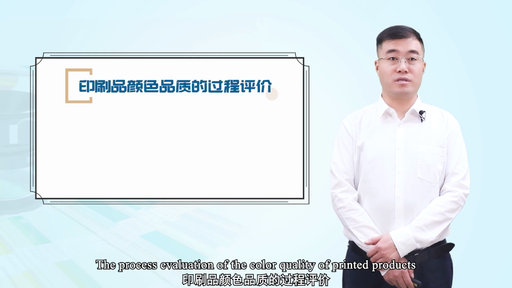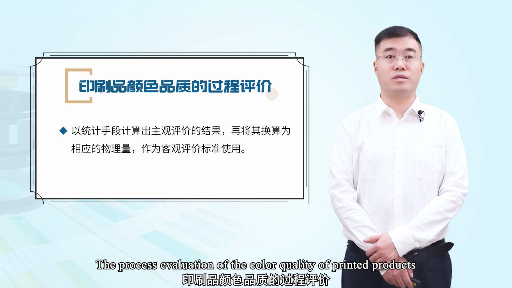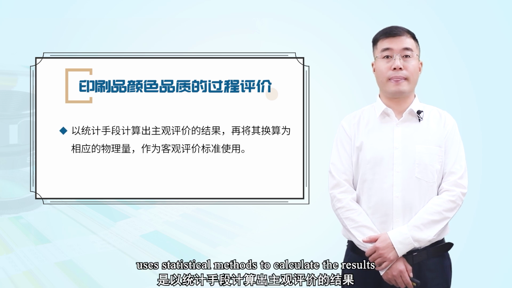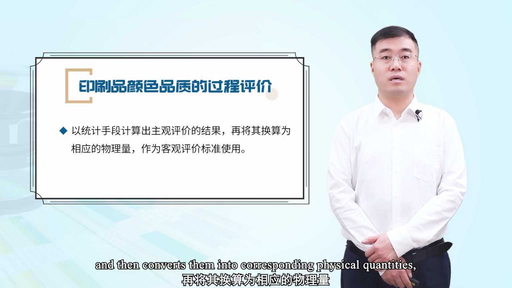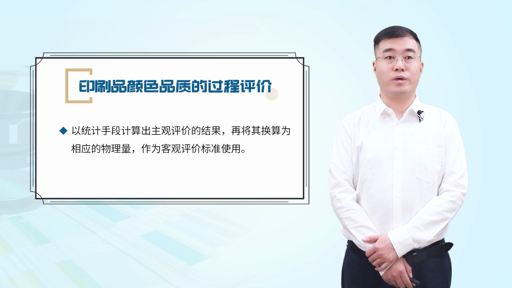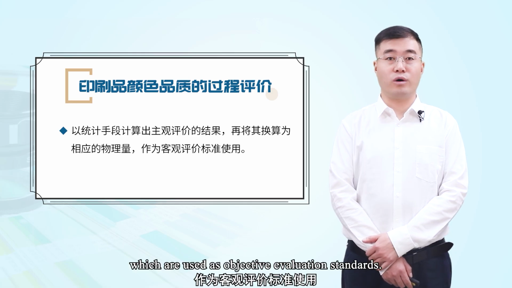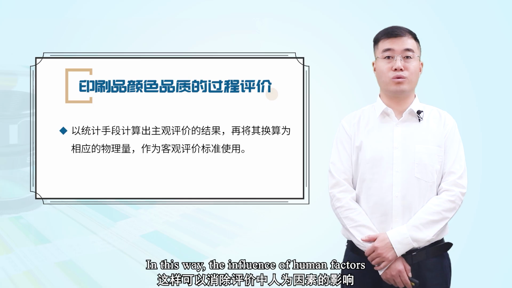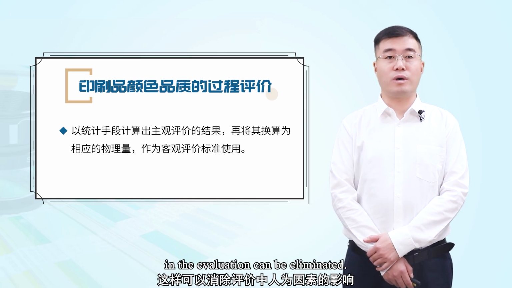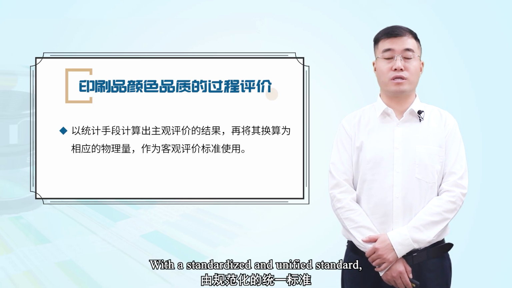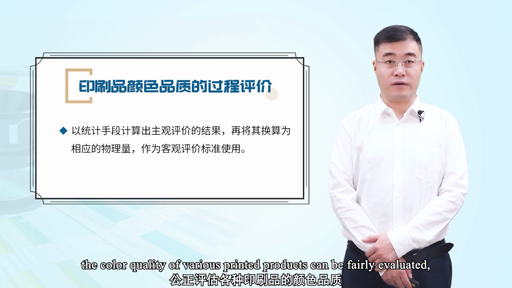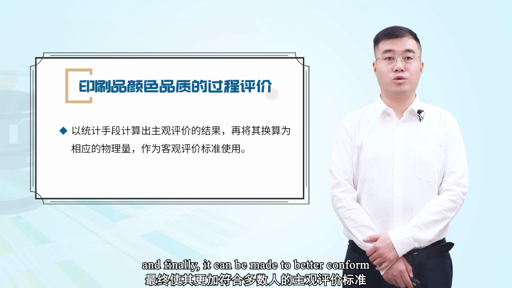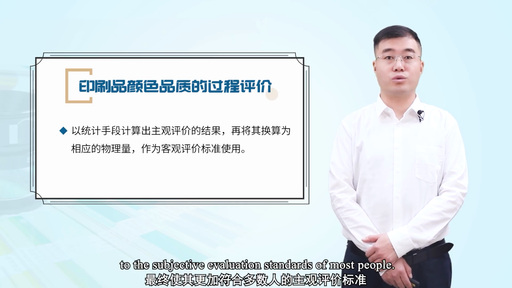The process evaluation of the color quality of printed products uses statistical methods to calculate the results of subjective evaluation, and then converts them into corresponding physical quantities, which are used as objective evaluation standards. In this way, the influence of human factors in the evaluation can be eliminated. With a standardized and unified standard, the color quality of various printed products can be fairly evaluated. And finally, it can be made to better conform to the subjective evaluation standards of most people.